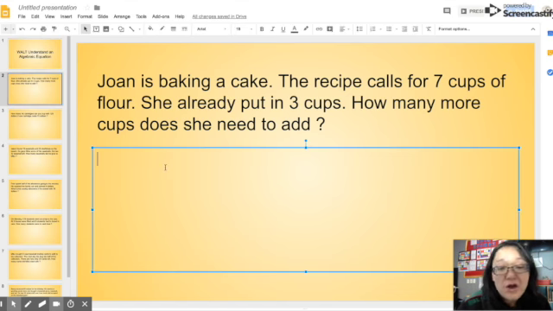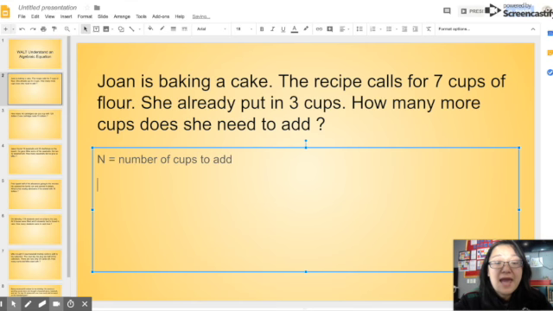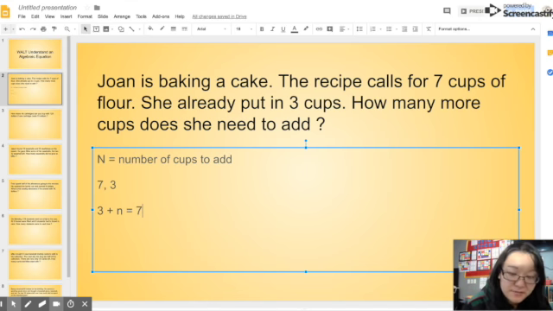So what is our unknown? Our unknown is the number of cups to add, right? And then we've got 7 cups and we've got 3 cups already added. So next we just come up with an equation to find the relationship between these 3. Well, we know that 3 is the number she's added, and n is how many is left, and therefore 3 plus n equals 7.